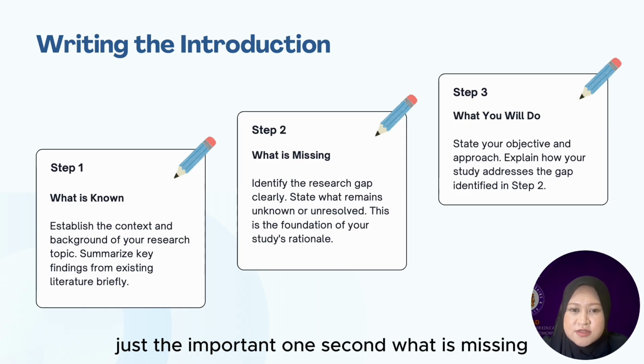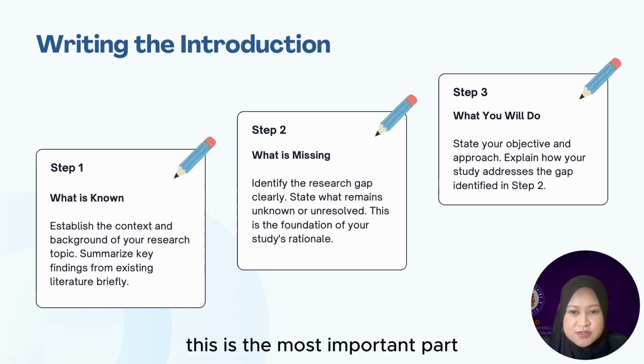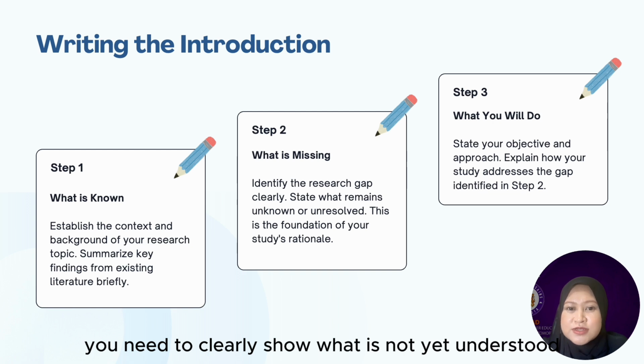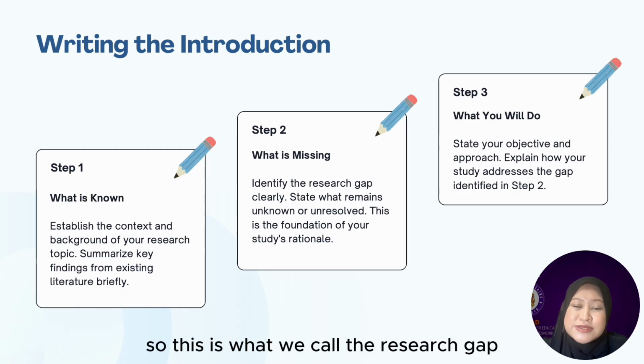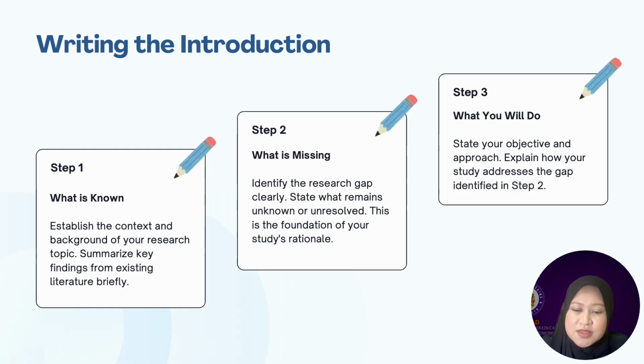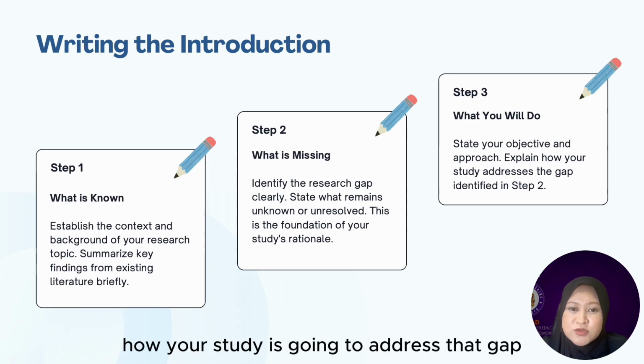Second, what is missing. This is the most important part. You need to clearly show what is not yet understood or what problems still exist. This is what we call the research gap. Third, what you will do. Here you state your objective and explain how your study is going to address that gap.